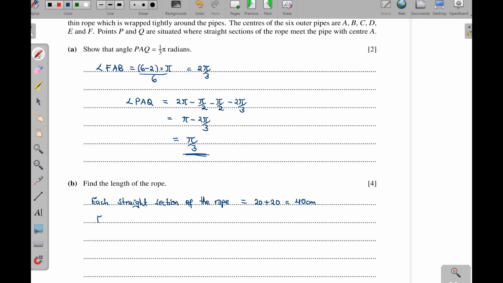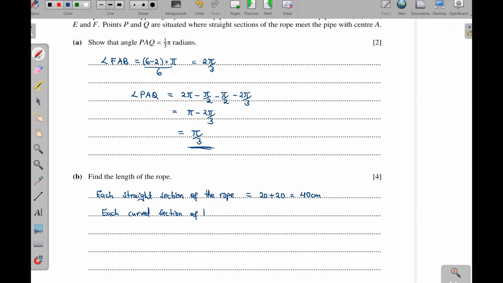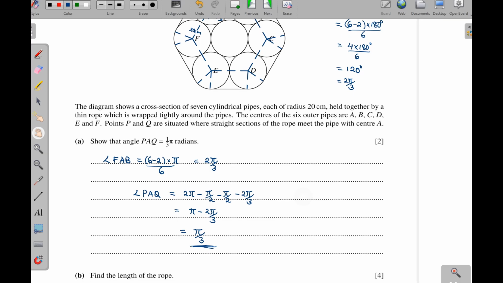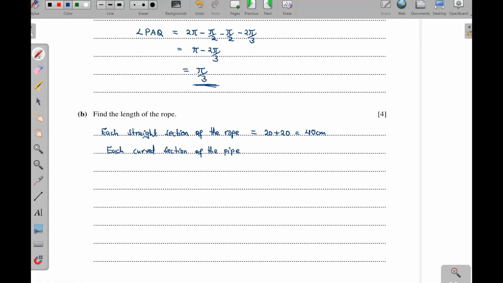Then each curved section of the pipe, we're not looking at the pipe here. Is there a word like a pipe? Yes, cylindrical pipes. Okay, each curved section of the pipe then is equal to the arc length, which is given by r theta. So what is the radius? The radius is 20 times the theta we have gotten, which is pi over 3. You see that? That means the total length.